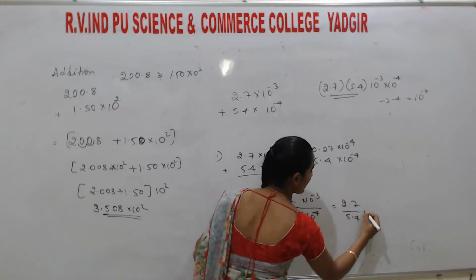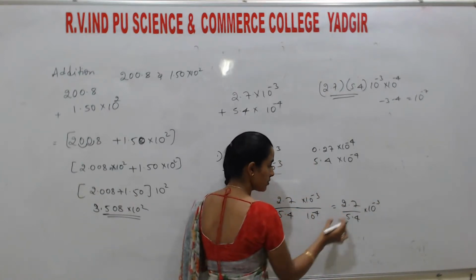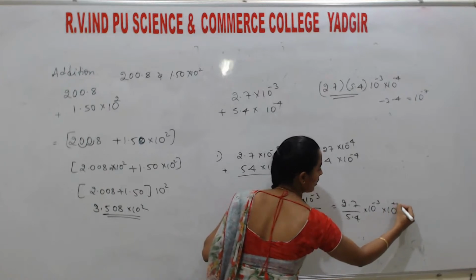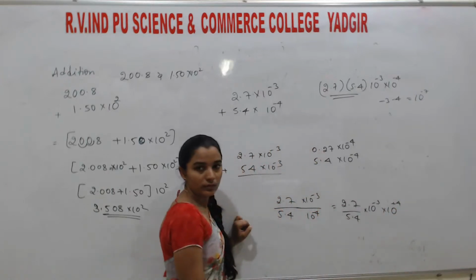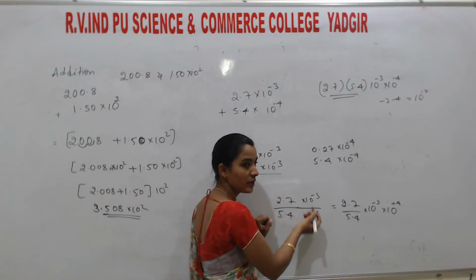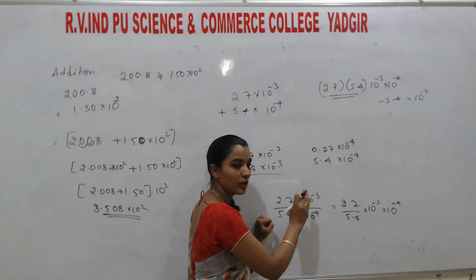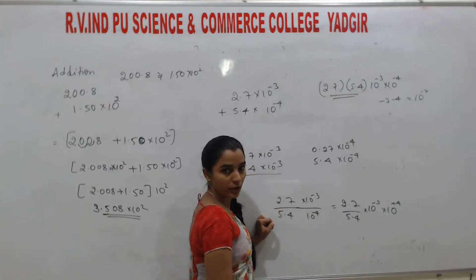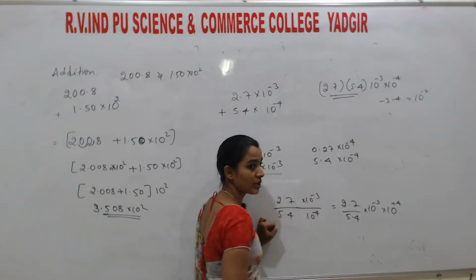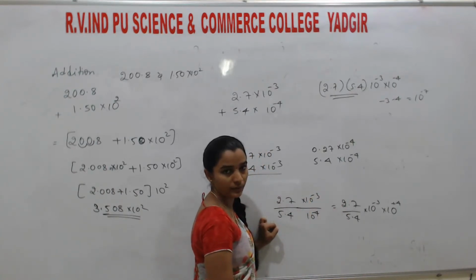2.7 divided by 5.4 into 10 to the power of minus 3. It is in the same position. So it is taken to numerator, meaning 10 to the power plus 4. Are you getting? If the position of these changes from numerator to denominator, denominator to numerator, okay, then the sign of this changes. If we already have a plus 4, then it changes to minus 4.